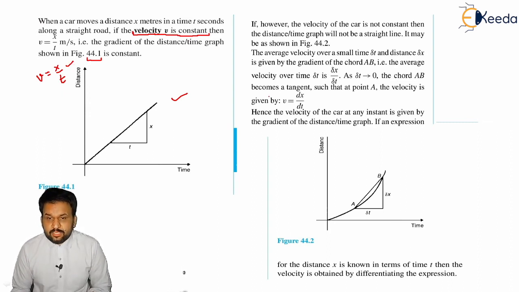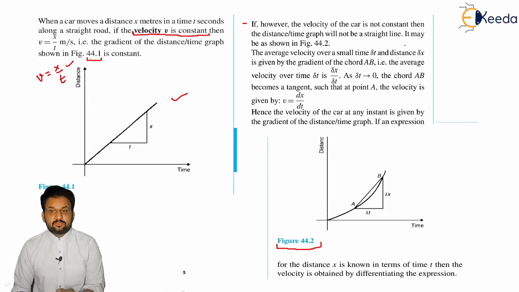But in the other figure, figure number 44.2, the velocity is not constant. If the velocity of the car is not constant, then the distance-time graph will not be a straight line. It may be shown as in 44.2. If the velocity is not constant, the graph becomes like that. And if the velocity is constant, the graph becomes like this.